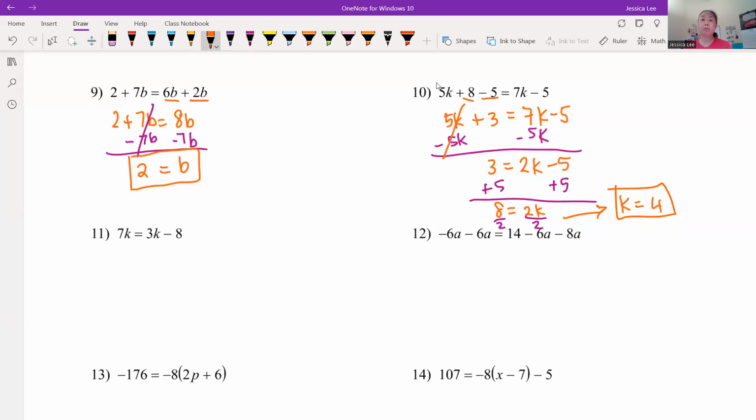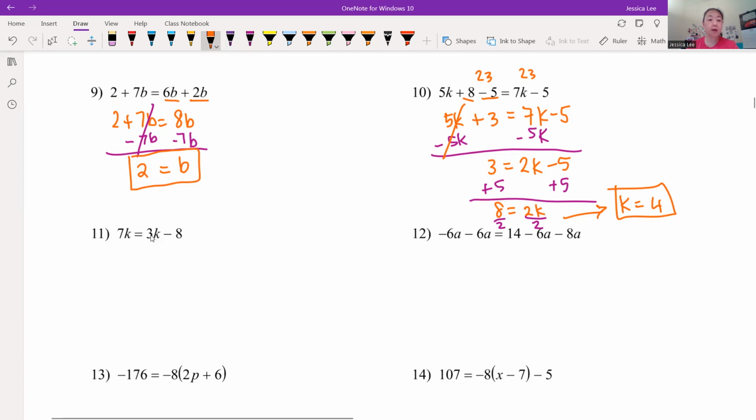Boom. So if I were to plug this k back into here, we would get the same answer. For example, like I would do on the test if I had time, 5 times 4, which is 20, plus 8, 28 minus 5, which would be 23, right? And 7 times 4, which is 28 minus 5, which is again still 23. So yeah, we get the same thing on both sides. k can only be 4. We want this to be equal. There's only one solution.